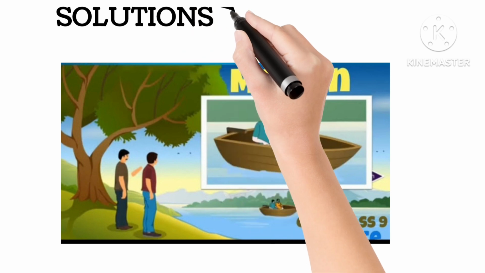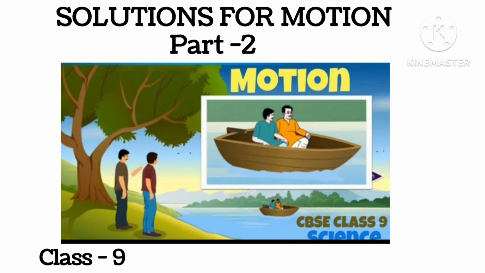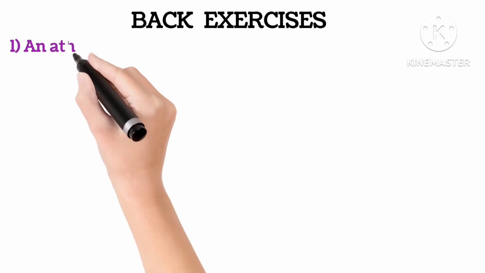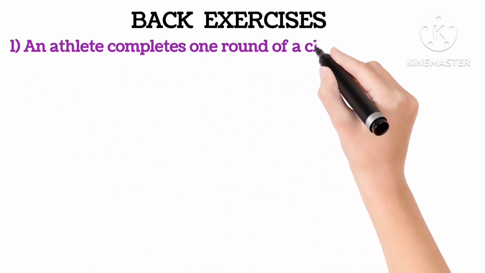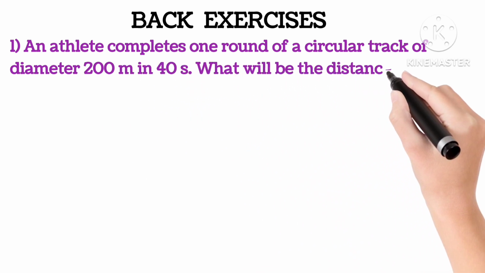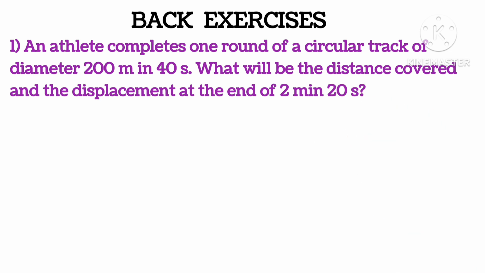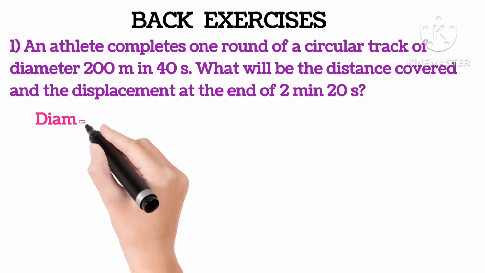Today's topic is Solution for Motion Part 2, Class 9, Chapter 8. Back exercises. First, an athlete completes one round of a circular track of diameter 200 meters in 40 seconds. What will be the distance covered and the displacement at the end of 2 minutes 20 seconds?